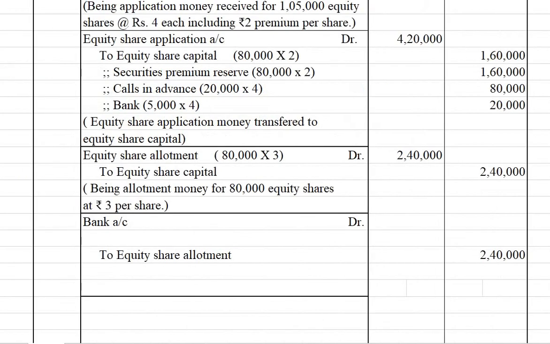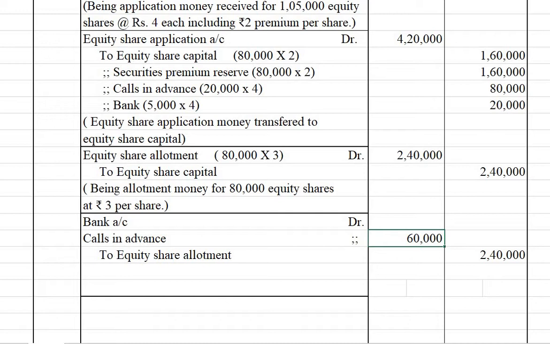So let us complete that journal entry. Calls in advance: we made it in the second journal entry. 80,000 is there. From that calls in advance, how much have we taken? 60,000 we have taken. So calls in advance debtor 60,000 to share allotment. So calls in advance we have 60,000.